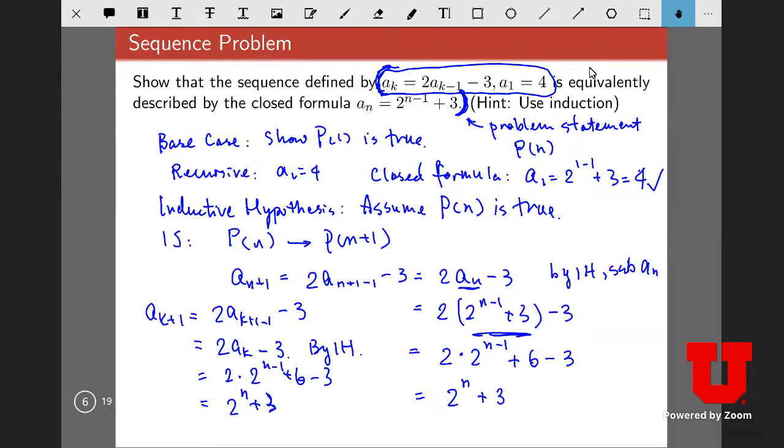Okay. Nancy, what were you going to say? Start from the closed formula to show. I think he's trying to start from the closed formula, like a sub n plus 1 equals 2 to the n minus 1 plus 3, to get to a sub k plus 1, the other way around. Because right now we're starting from a sub k plus 1. Is that what you're saying?